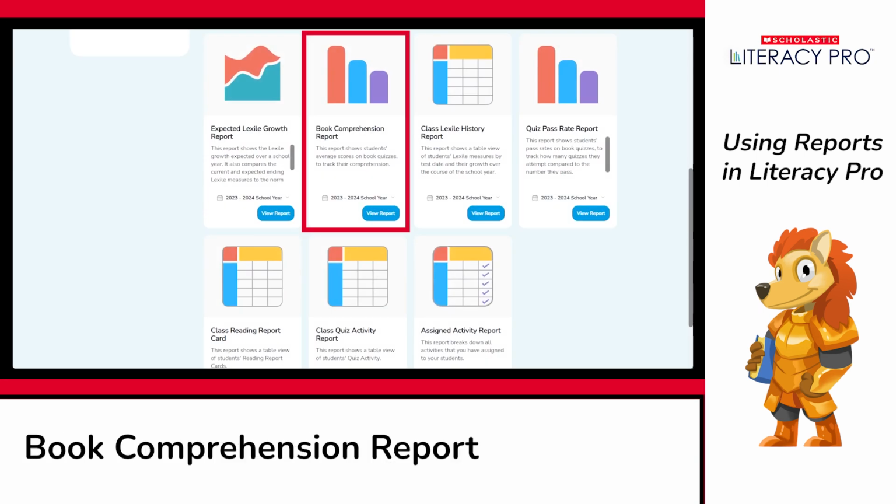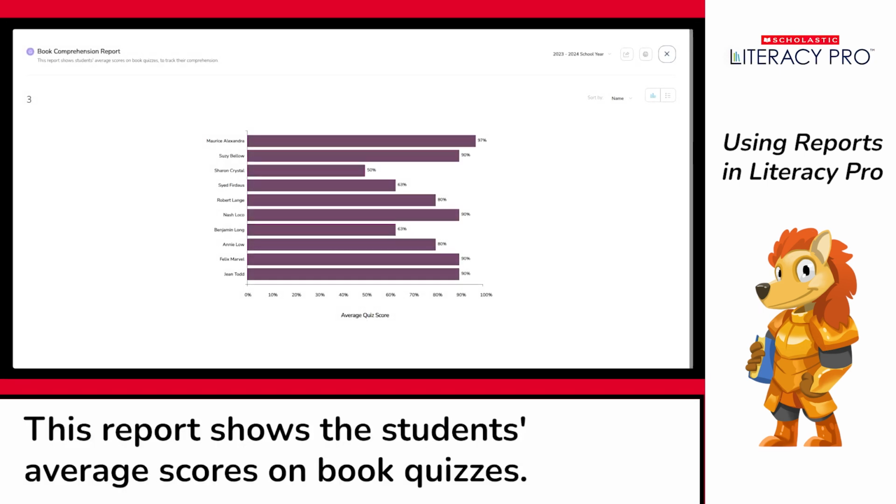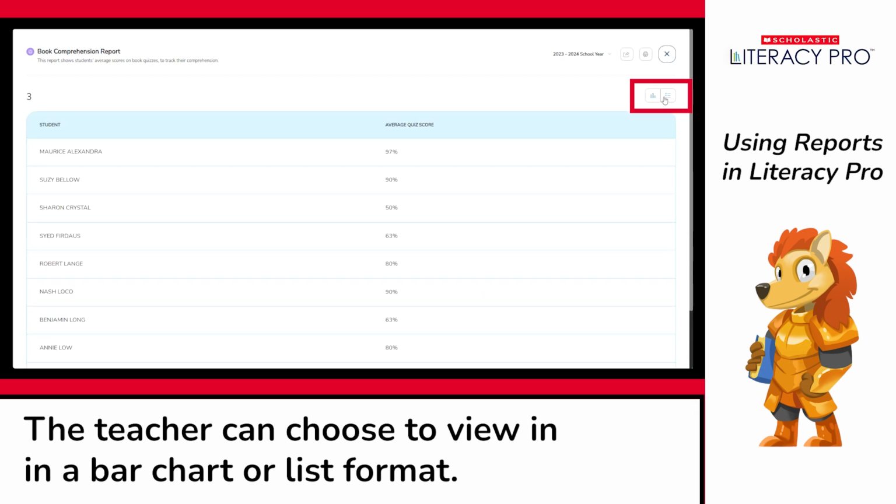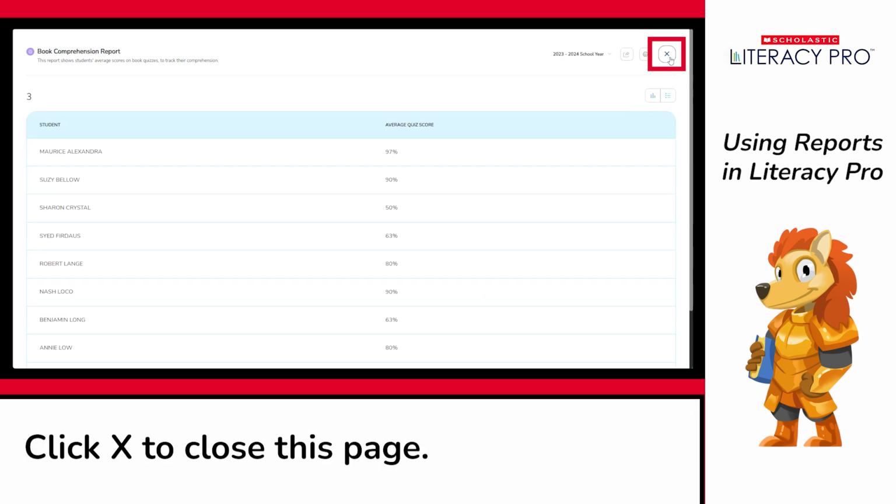Book Comprehension Report. This report shows the students' average scores on book quizzes. The teacher can choose to view it in a bar chart or list format. Click X to close this page.